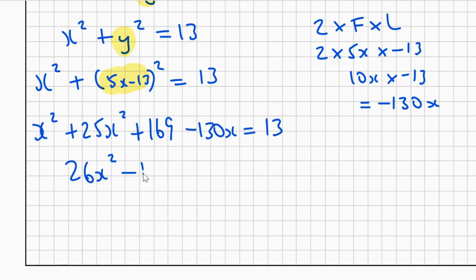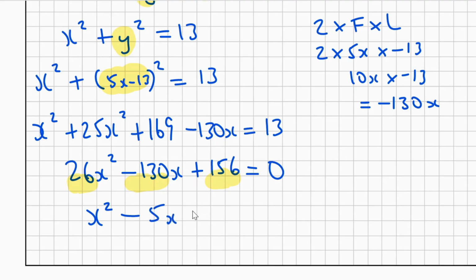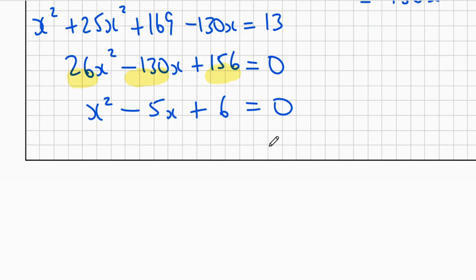Tidying this up a bit. 26x squared minus 130x, and now I'm going to take away 13 from the right hand side, and take away 13 from the left hand side, and I'm going to get left with plus 156. And I bet there's a highest common factor between all 3 parts here, between the 26, the 130 and the 156. Divide by 26, we'll get x squared. Divide by 26, I think we get minus 5, and divide by 26, I bet we get 6. I think that works out, does it?